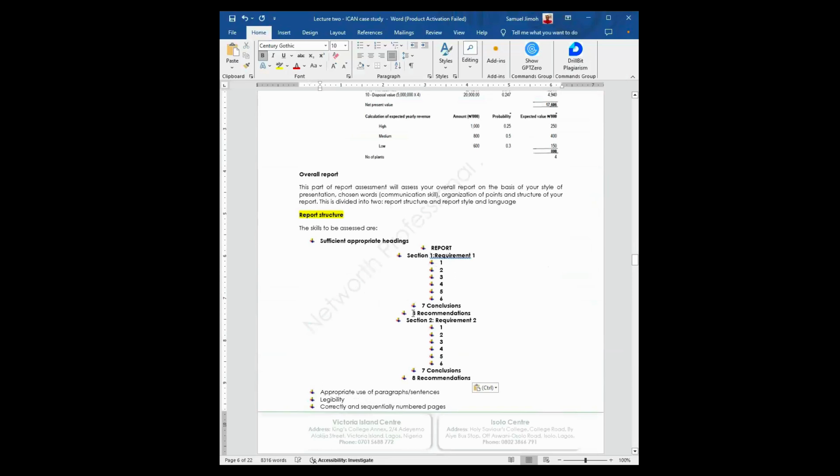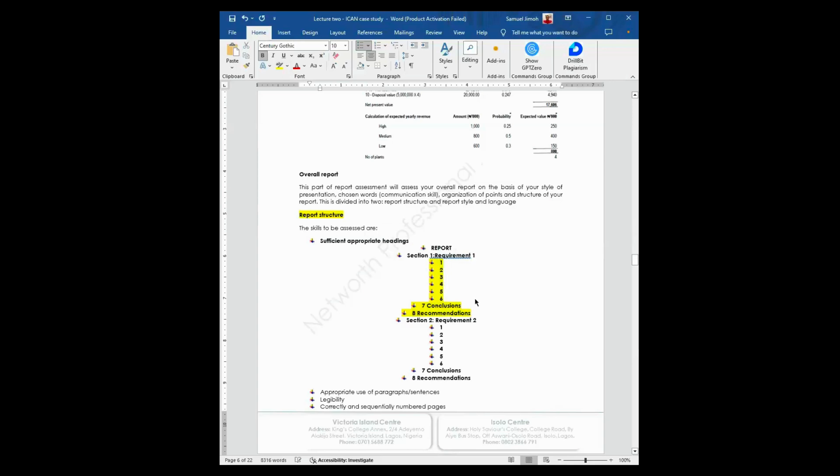So what I'm saying is that, remember I said under this section 1, there are about 8 different things you are expected to do. Number 7 is conclusion. Number 8 is recommendation. So don't worry. I will take you through all of these 8 things because you have to understand it before you can write a report.